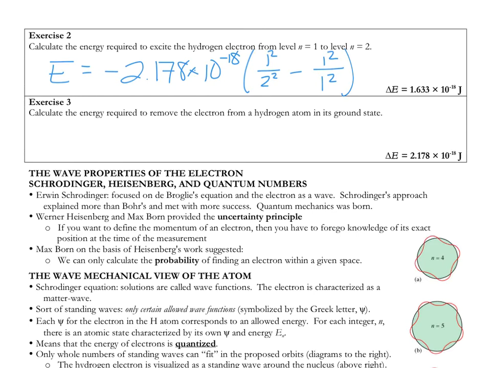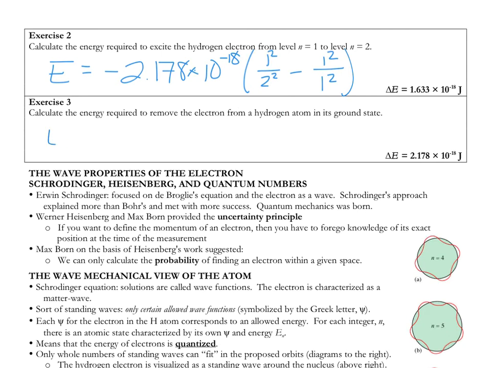If you do the math on this, 1 over 1 is 1, so we're just subtracting 1. A fourth minus 1 is negative 3/4, times this negative number gives us our positive value over here. So we've moved up in energy levels, and we had to put in energy. If we were going from level 2 down to level 1, we would swap these two. Our energy would then be given off, and we would say our delta E is negative, exothermic. This is an endothermic process.